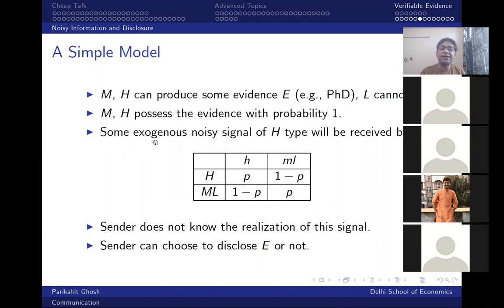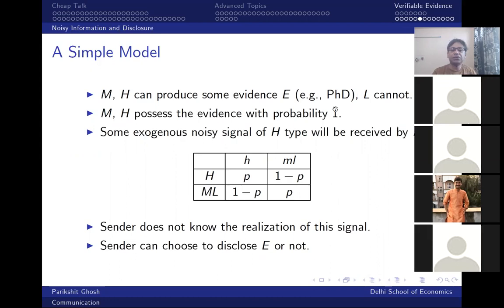Now, there will also be some exogenous noisy signal which tends to pick out the H types, but with noise. What does that mean? That this exogenous signal can take one of two values, which is small h and small ml. The H types get the H signal with probability p, and the ML signal with probability 1 minus p. The ML types, it is reverse, right?